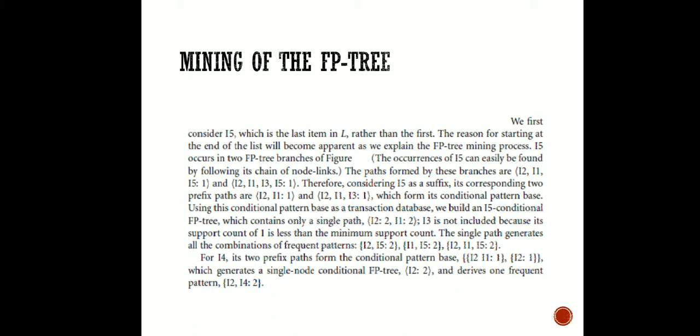And using this conditional pattern base as a transaction database, we are going to construct I5's conditional FP tree. Now it will consist of a single path. Now see how the path is being generated. Since there are two possible ways of reaching I5, you can see among those two possible chains, I2 occurs twice, I1 occurs twice. Remember I am discarding the suffix part, that is I am not talking of I5 because we are reaching I5 only.